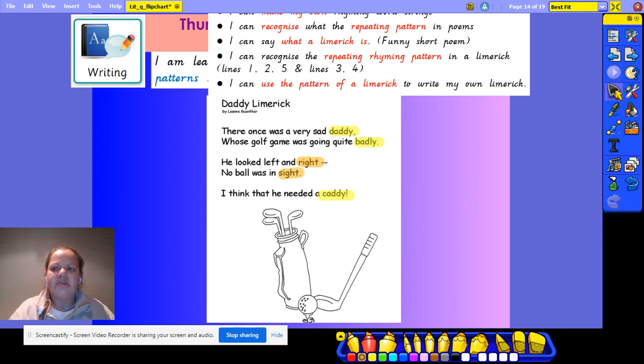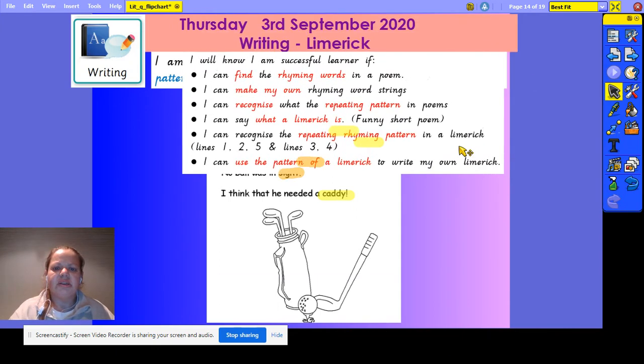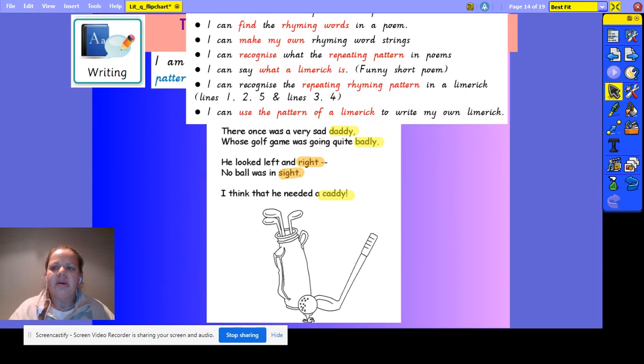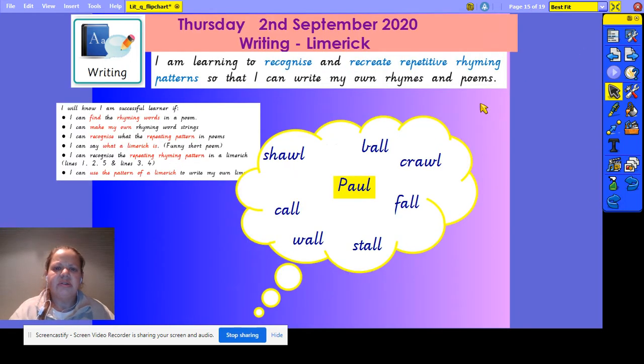Okay, so let's go through the process of writing our own limerick. What I'm going to do first is think of who I want to write about. It might be about dad or granddad or an uncle or another special person in your life. And I've decided to write one about Luke's daddy called Paul. So I wrote Paul in the middle of my thinking bubble.